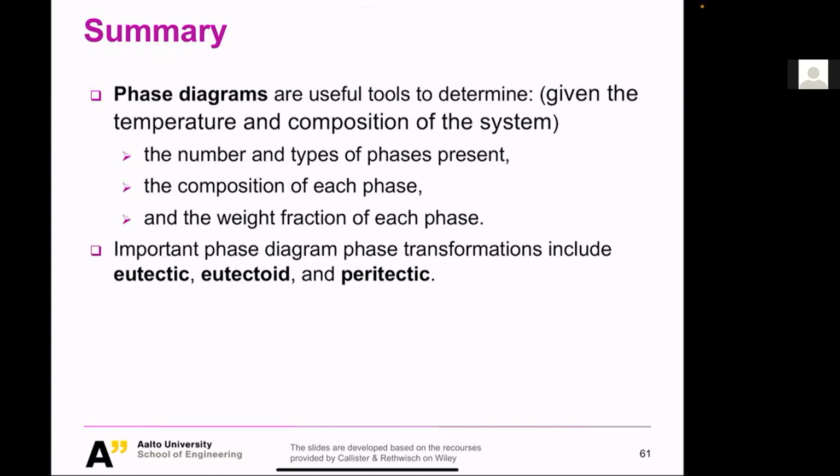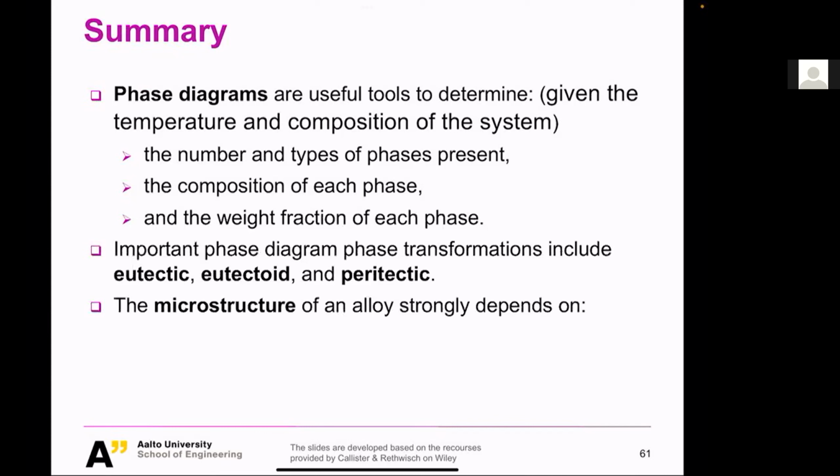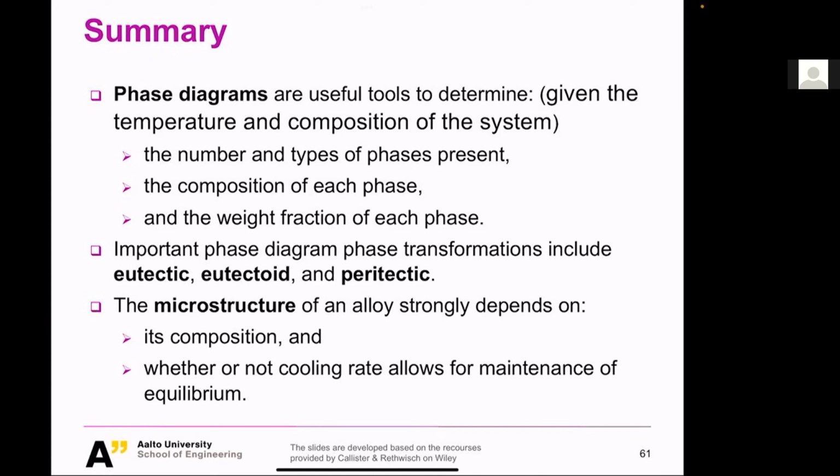We also introduced some important reactions of phase transformations. They're basically eutectic, eutectoid, and peritectic reactions. And finally, you should know the microstructure of your material really depends on the composition, especially when you have a hard phase and a soft phase. And most importantly, the microstructure or the mechanical property, basically the final phase, will be determined by the cooling rate. We didn't speak about that.